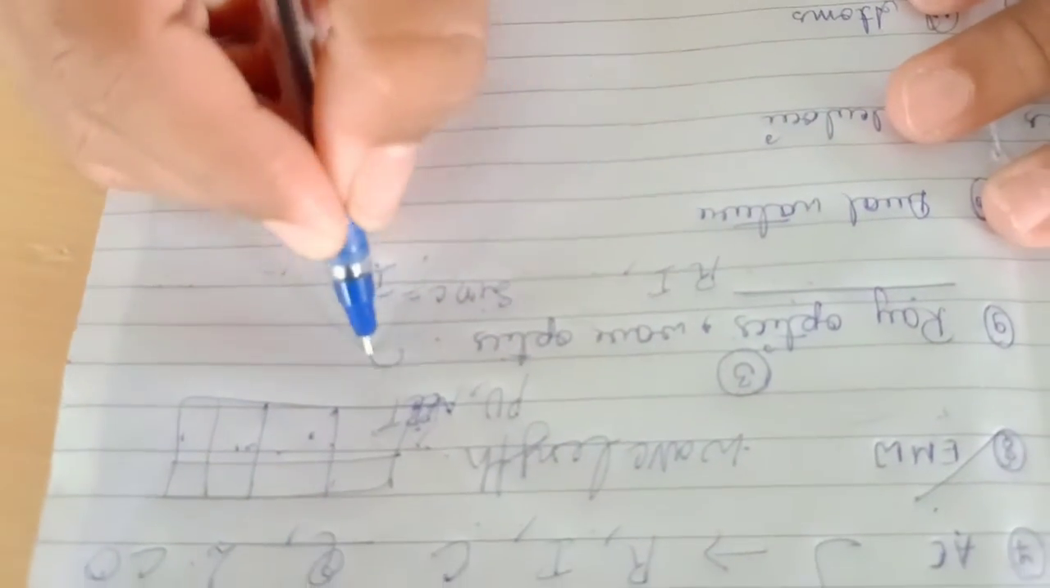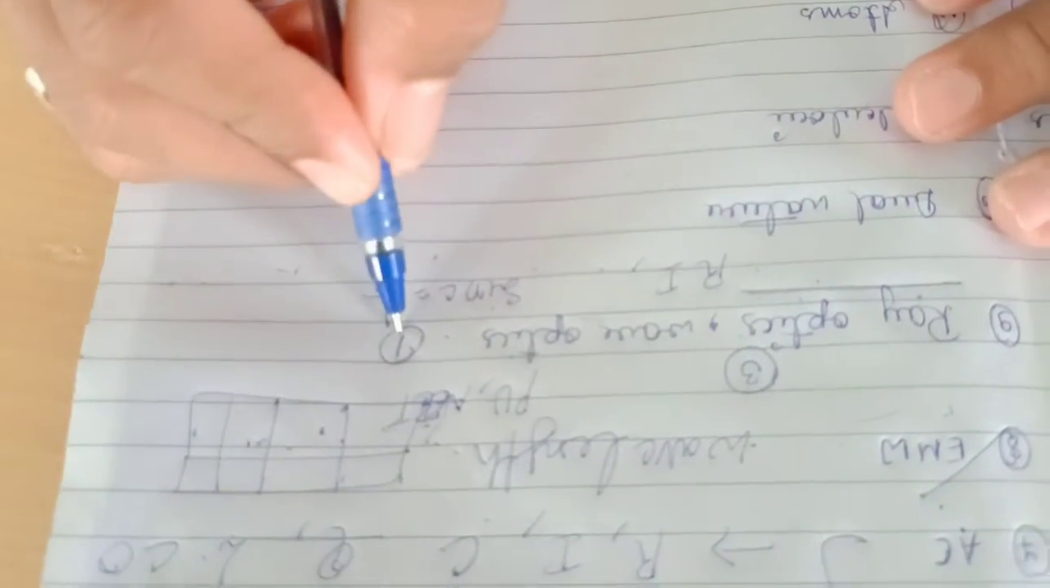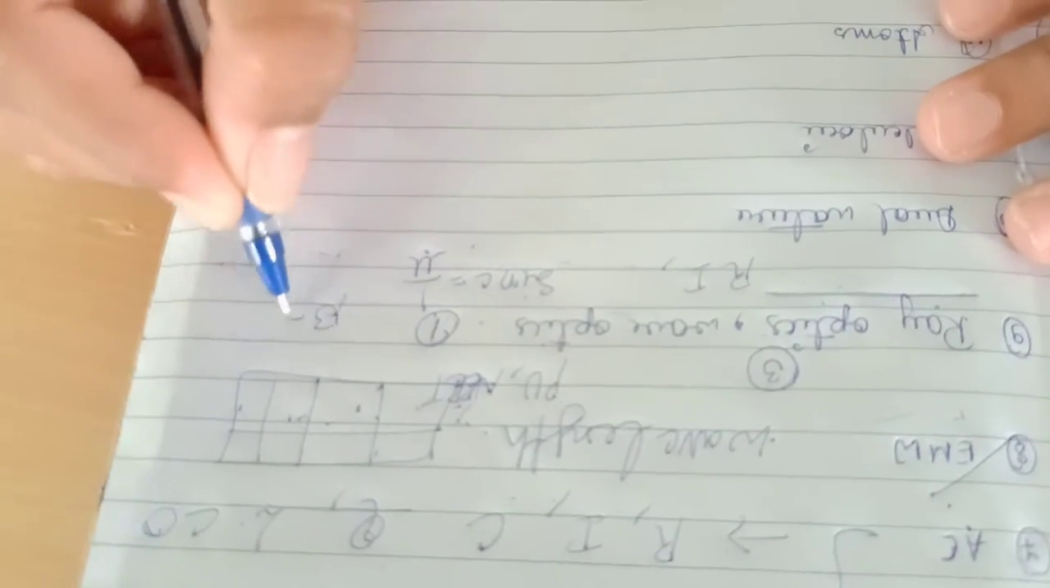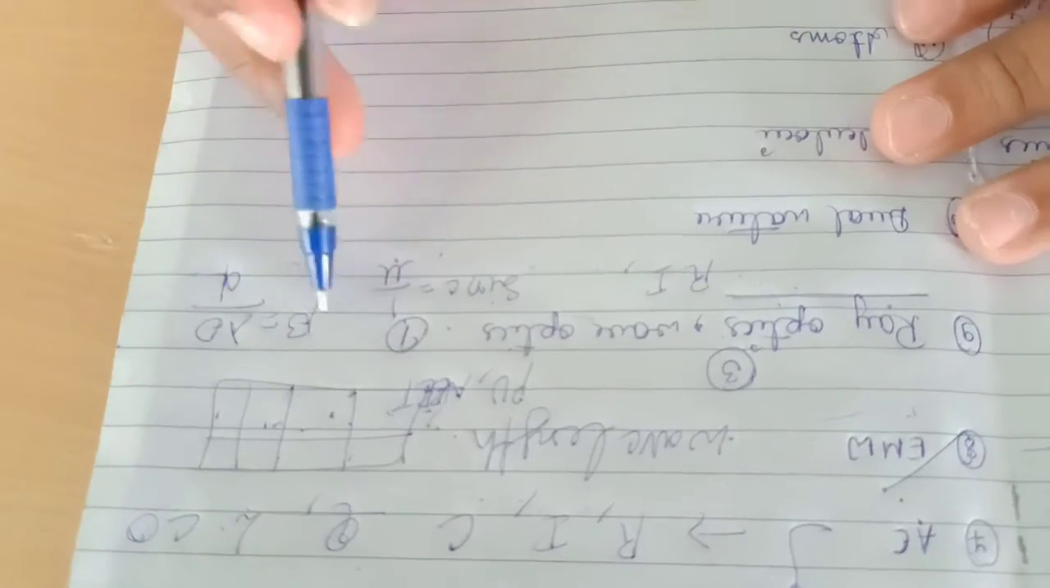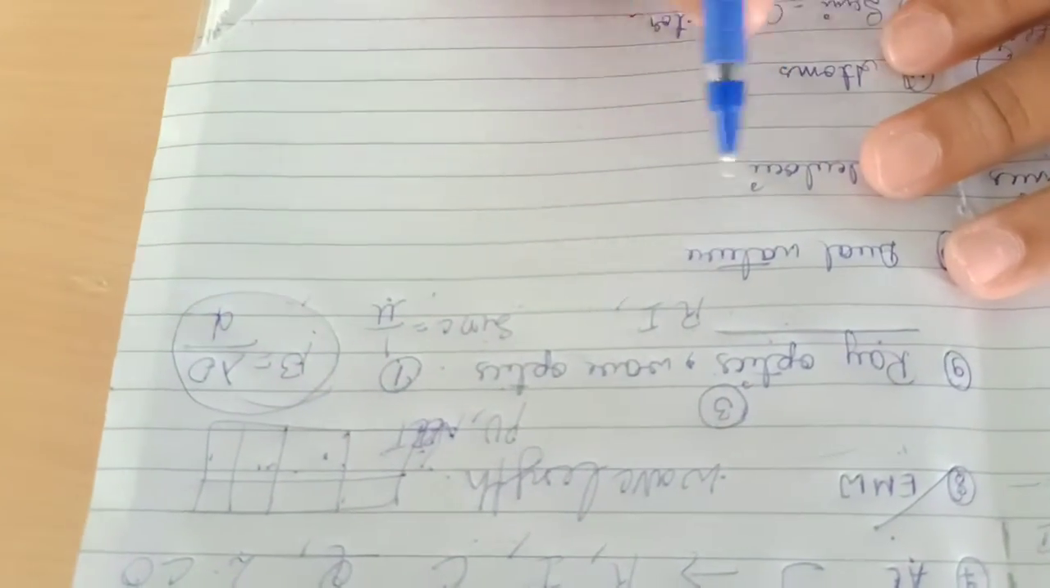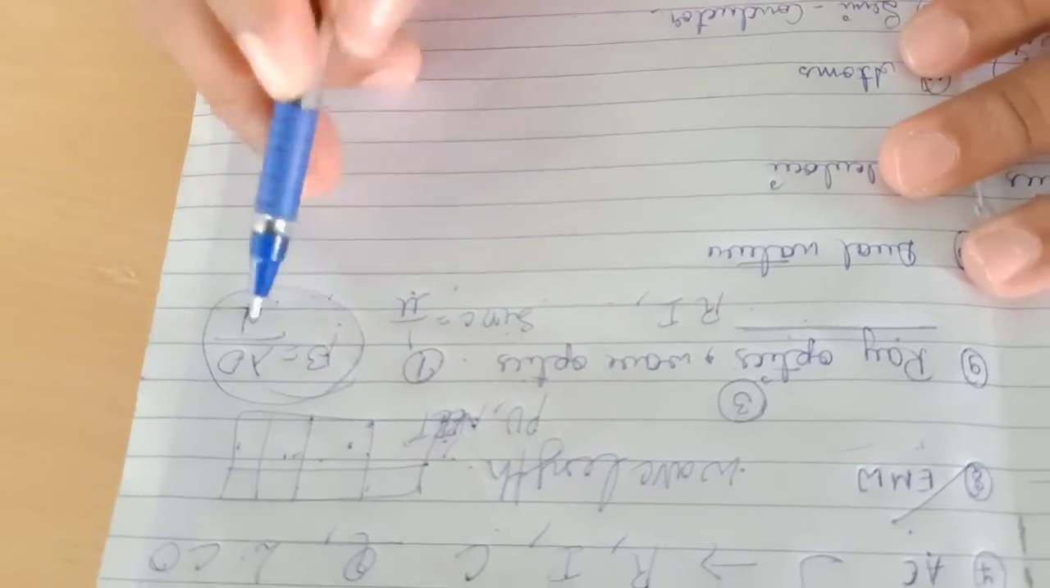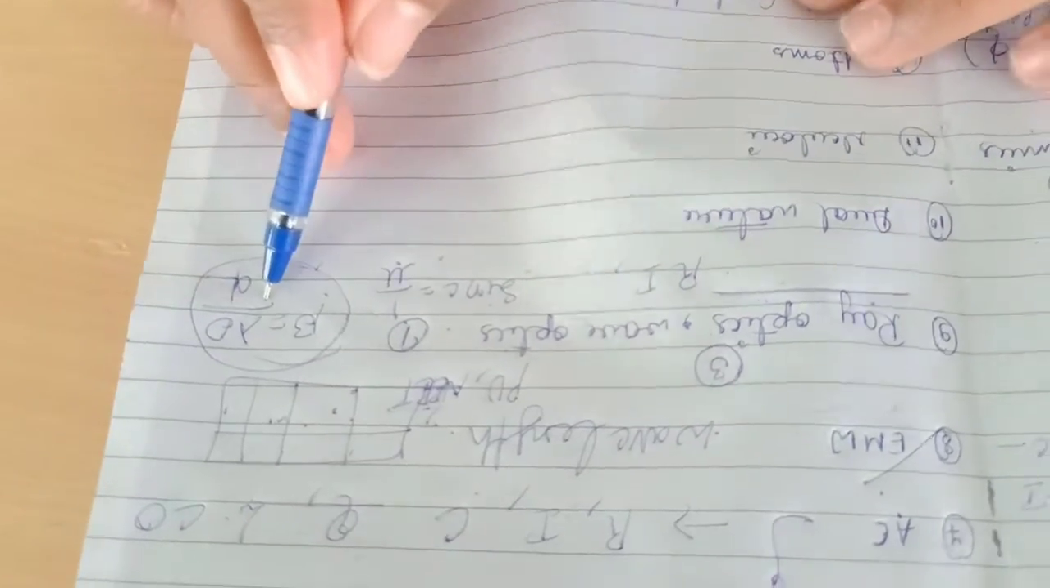Again, in wave optics we will get only one question. What is that? Young's double slit experiment, where fringe width is equal to lambda D by d, very important. And this is very important for PU and NEET also. It will be based only on formulas.